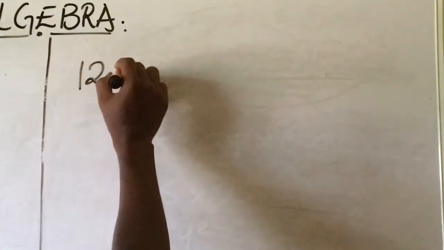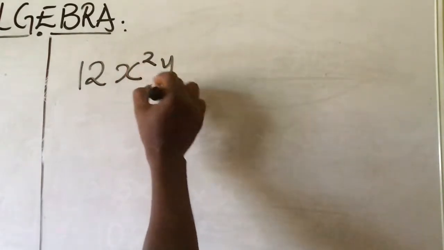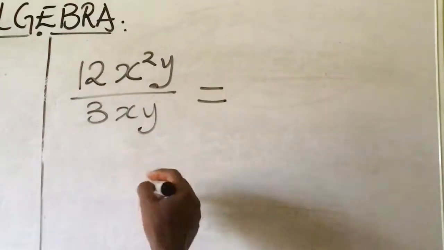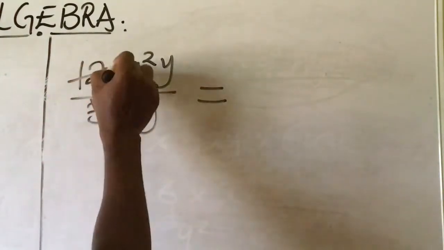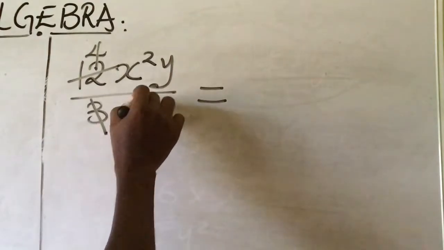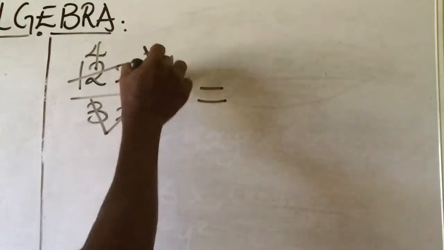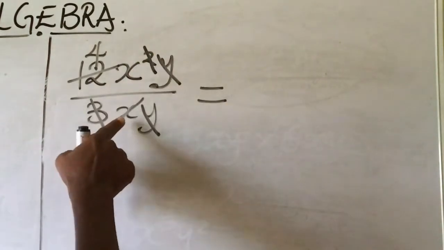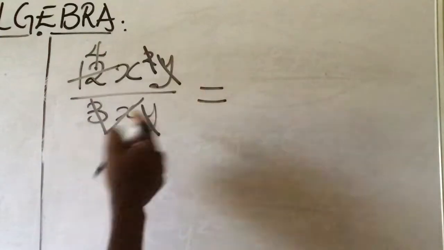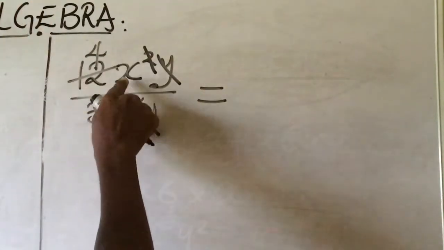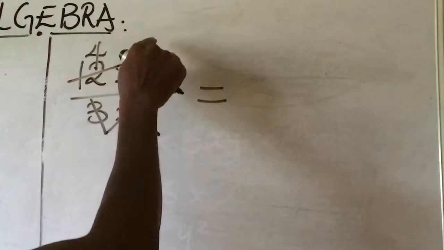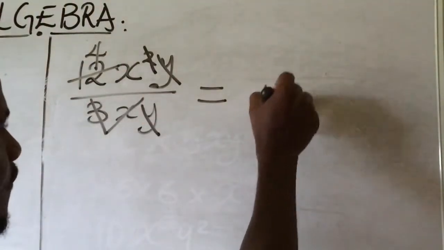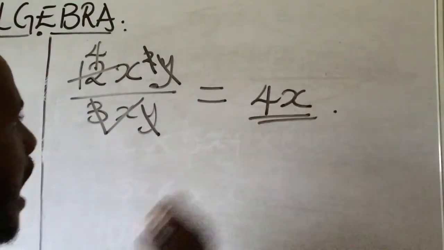Also, we could say that 12x squared y divided by 3xy is simply, how many 3 can I see in 12? 4. How many x can I see in x squared? 1, alright? Then y goes in y. Do you understand how I cancel this x with this square? Because x is 1, x squared is 2, so 2 minus 1 will be left with what? 1. And that gives us 4x as our answer.